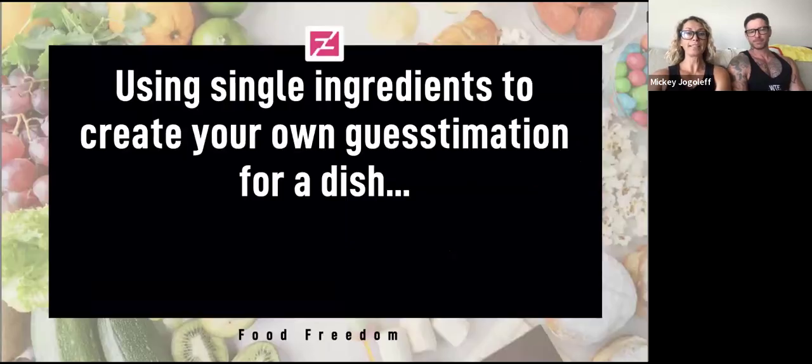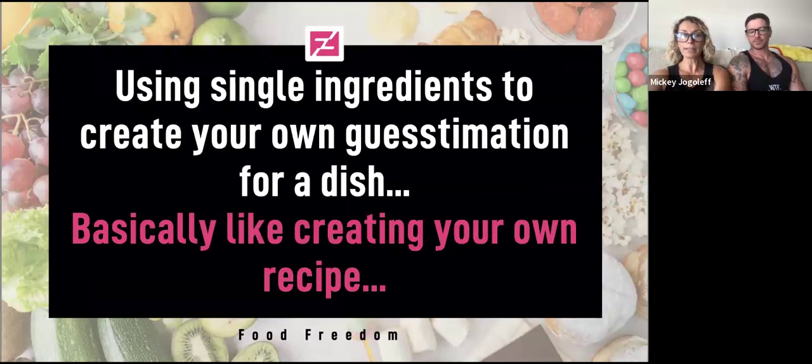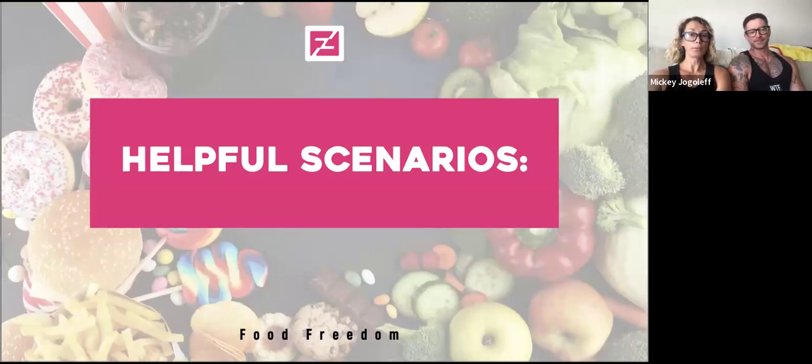So what exactly is the single ingredient method? Well, it's using single ingredients to create your own guesstimation for a dish. So it's basically like you are creating your own recipe for this crazy McRib. The single ingredients may not be broken down all the way into every little ingredient that they put into the dish, which we'll dive deeper into. So let's talk about some helpful scenarios.